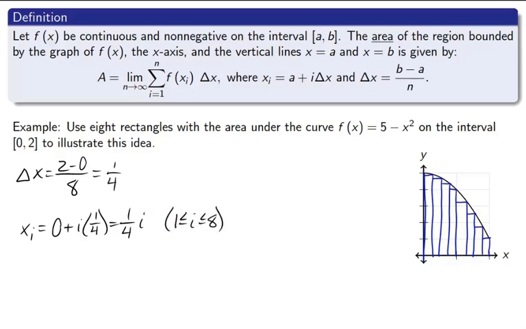So when i is 1, I'm looking at 1/4. When i is 2, I'm looking at 1/2. When i is 3, I'm looking at 3/4, and so on. This categorizes all the x values of the function all the way up to 2, and these are the x values of the right endpoints. So where does the rest of the function come into play? f of xi is the height of the rectangle. Delta x is the width of the rectangle. So what we get is the area of the rectangle.